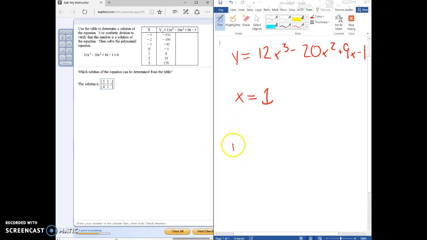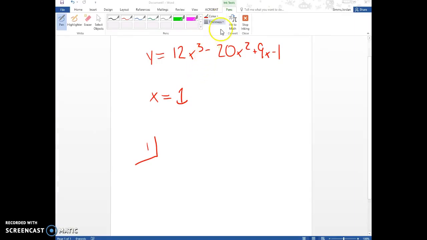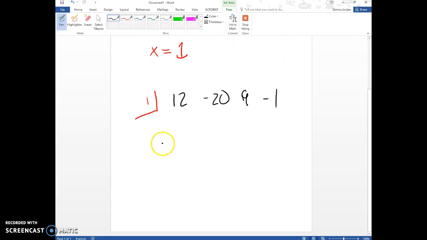Now I'm going to take 1, and I'm going to synthetically divide it by what's going on with the rest of this. Now, remember, with synthetic division we only care about the coefficients. So I'm going to write my coefficients: 12, minus 20. Don't forget your minus and plus signs. 9 and minus 1. Okay, so those are just my coefficients, and again I'm making sure that all of this is in standard form, nice descending powers of x ending with our constant.